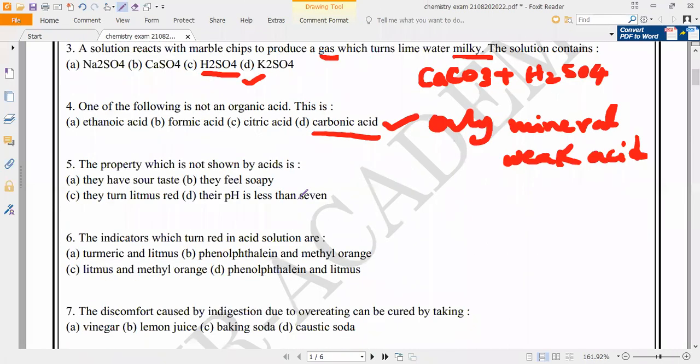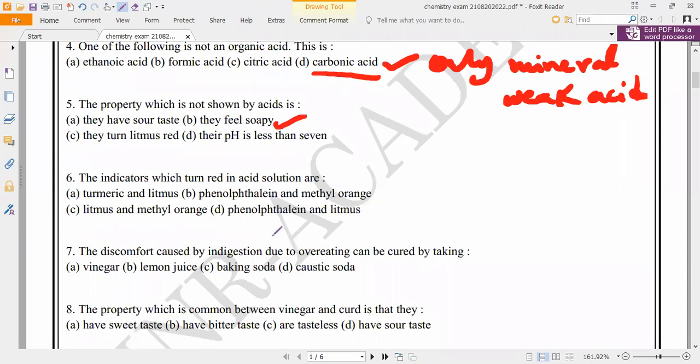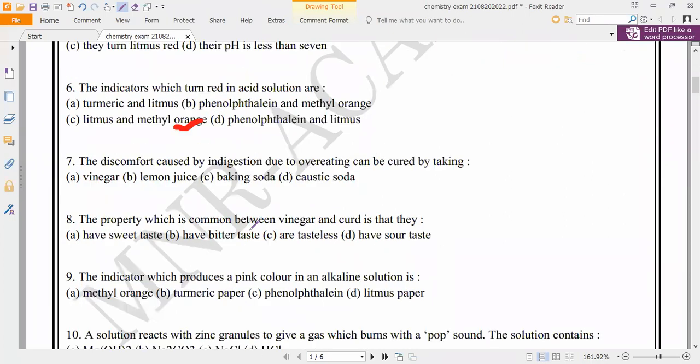Next. The property which is not shown by acids: they feel soapy. Very good. Next, the indicators which turn red in acidic solutions are litmus and methyl orange. The discomfort caused by indigestion due to overeating can be cured by taking baking soda.